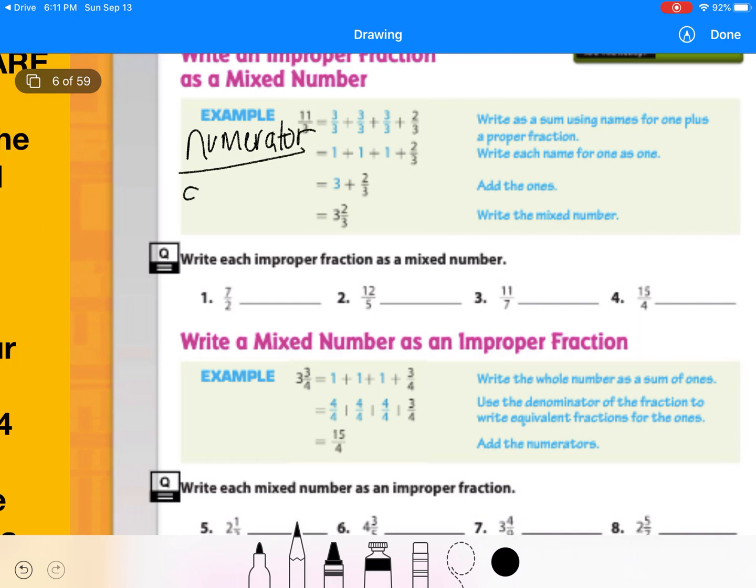Numerator over denominator. And that's basically the part over the whole. So the number on the bottom, or the denominator, equals the whole. So we have 11 over 3.